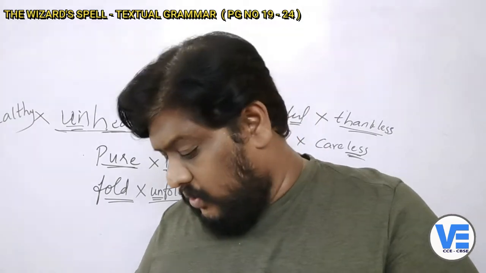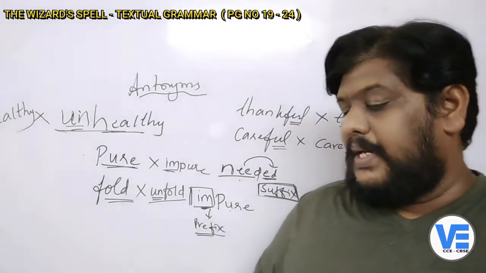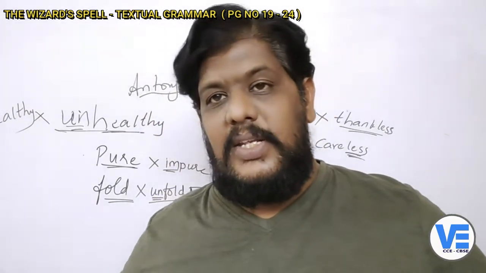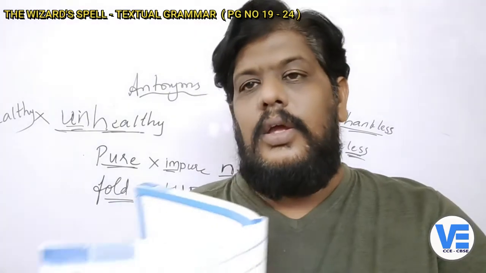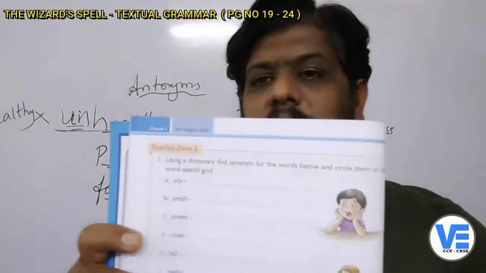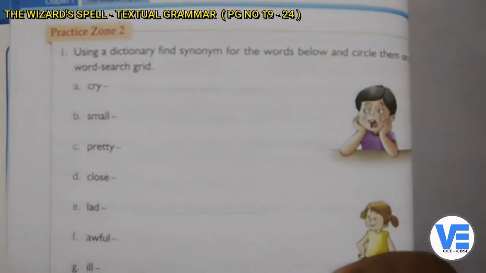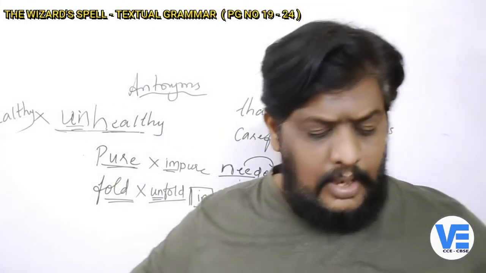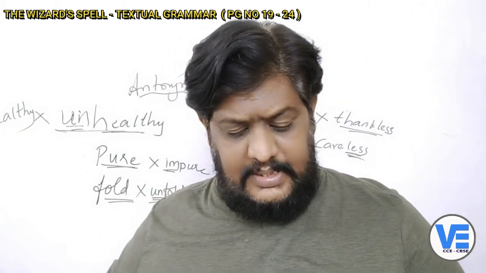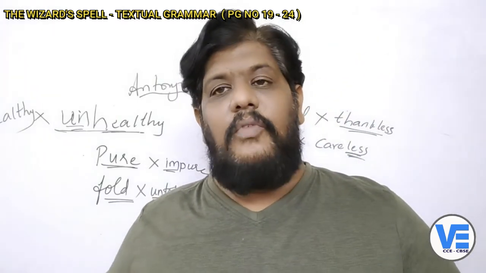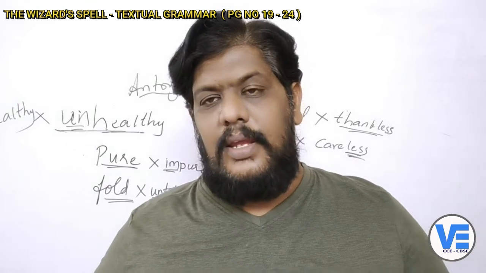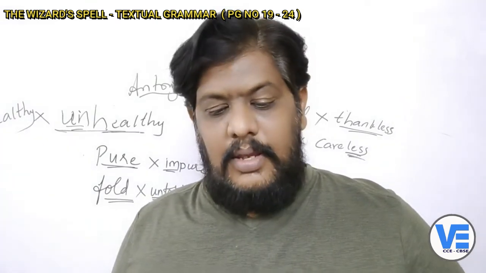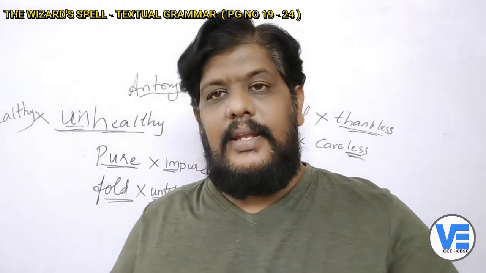Okay, now coming to the practice zone, that is page number 22, practice zone 2. Okay, here you can find like this. This is the practice zone 2. Okay, so here there are 1, 2, 3, 4, 5, 6, 7, 8 words given, and what you need to do is find the synonyms for them. Okay, use a dictionary and write a synonym.